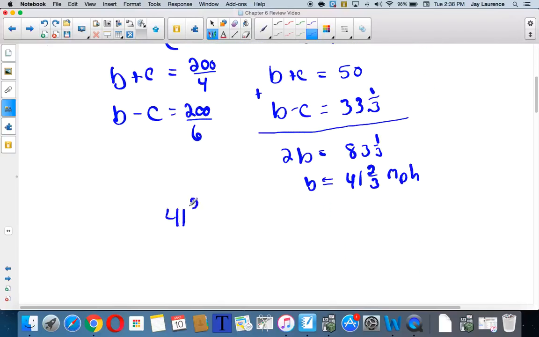To get the speed of the current, all I'm going to do is 41 2/3 plus c is going to equal 50. I'll get c alone, and I think I'm going to get 8 1/3. I think that's right. Yeah, 8 1/3 miles per hour. There you go. Pretty simple stuff.